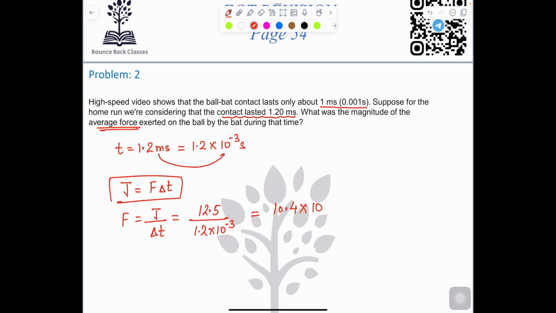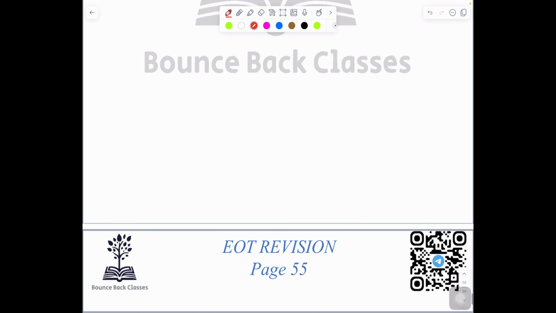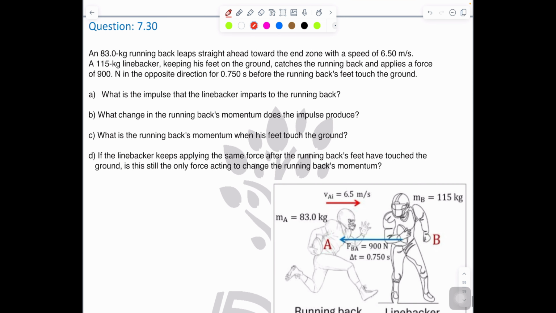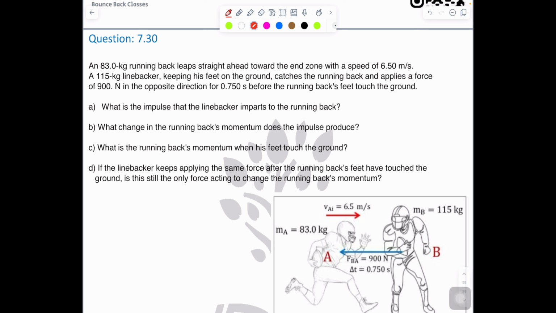So 10.4 times 10 raised to power 3 Newton. You can write 10.4 kilo Newton. Clear? Okay, now time to move on to the next question. This is something big, and an interesting one, and the last one also, guys.